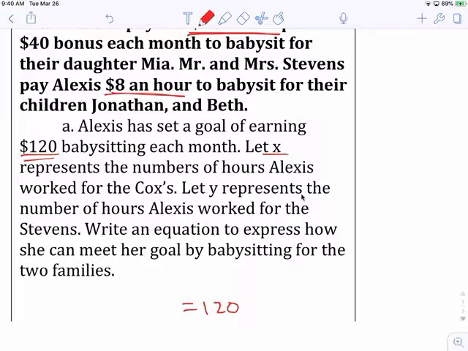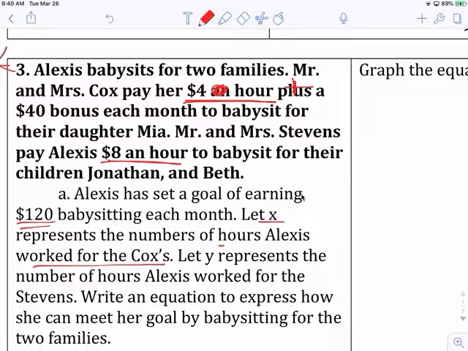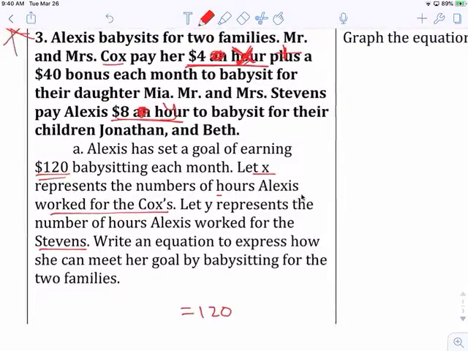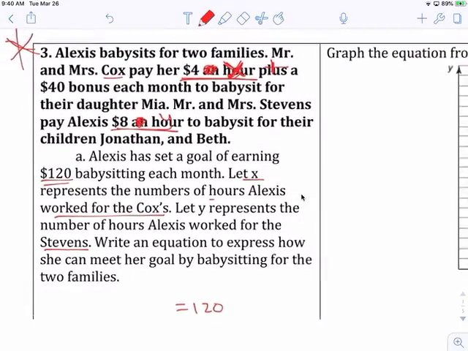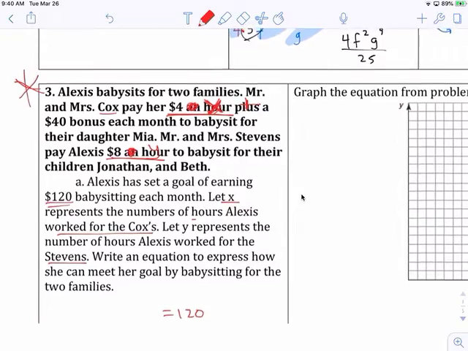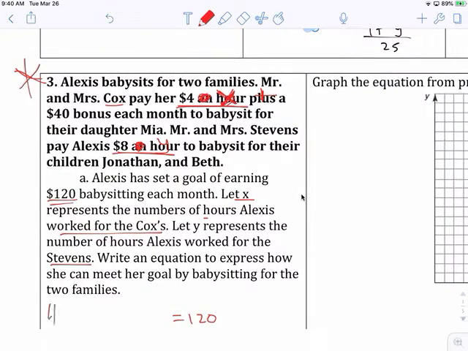Let x represent the number of hours Alexis worked for the Coxes. So look for Cox. Hours is x. Let y represent the number of hours Alexis worked for the Stevens. So this is 8 times y. Write an equation to express how she can meet her goal by babysitting for two families. Okay, so 4x plus 40, and this is 8y.